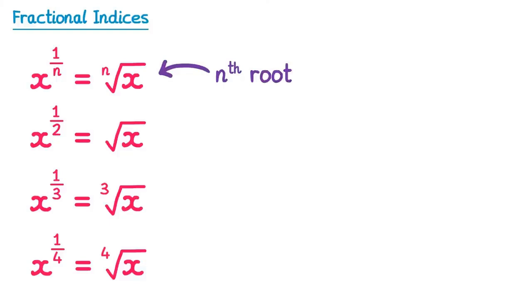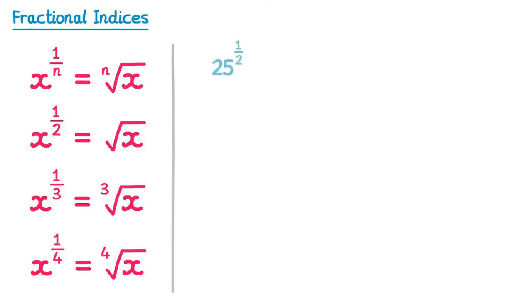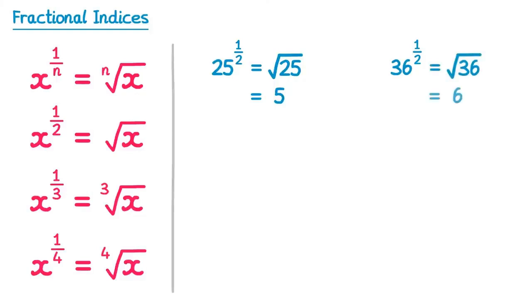Let's have a look at how you can do this with some actual numbers. So if we start with 25 to the power 1/2, this means we need to do the square root of 25, which is 5. If you had 36 to the power 1/2, this is the square root of 36, which is 6.